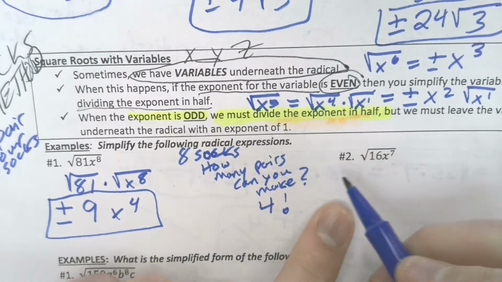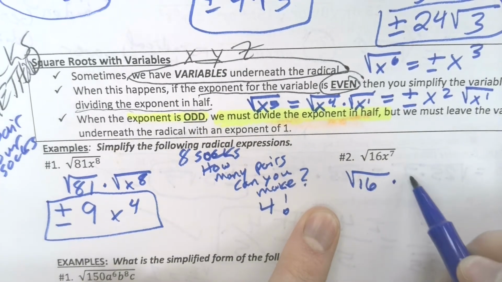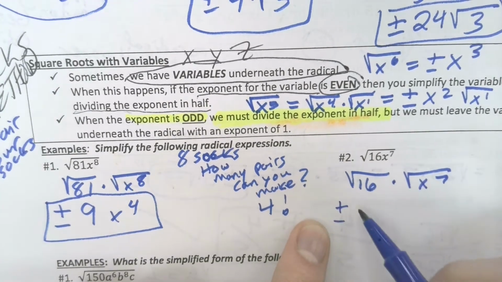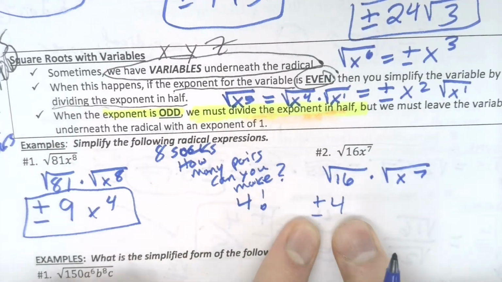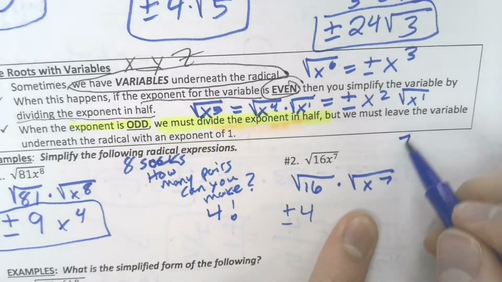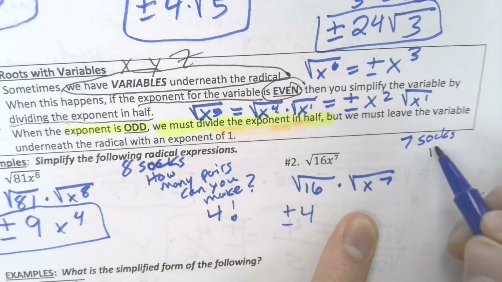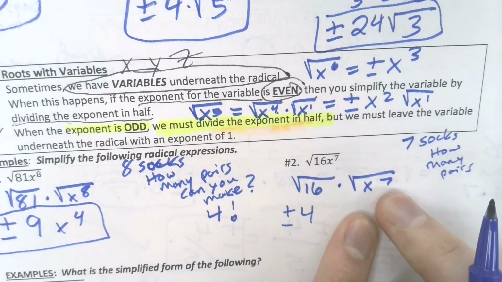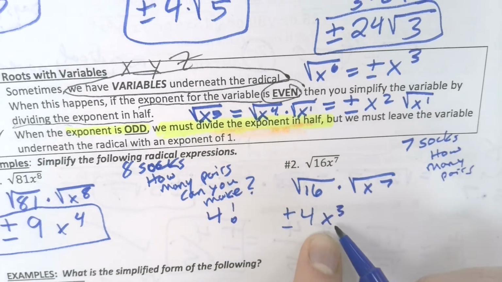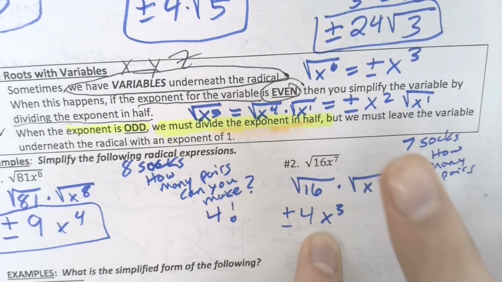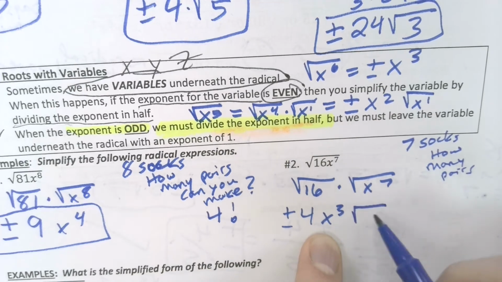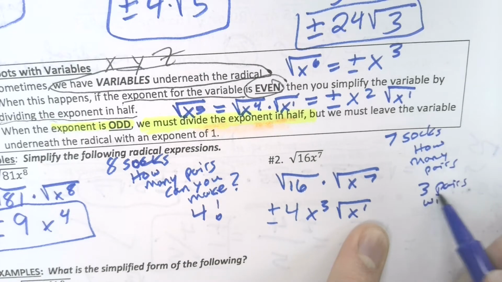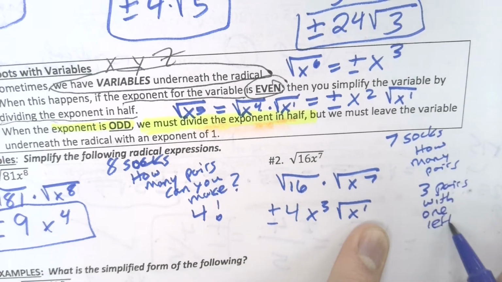Check it out over here, though. Square root of 16x to the 17th. We know we're going to split it. Square root of 16, that's very easily plus or minus 4. But if you have 7 socks, how many pairs can you make? You can make 3 pairs, but you have 1 sock left over. 3 pairs with 1 left over.